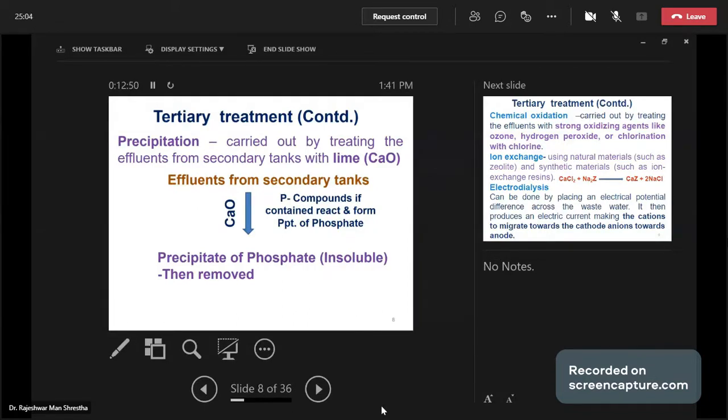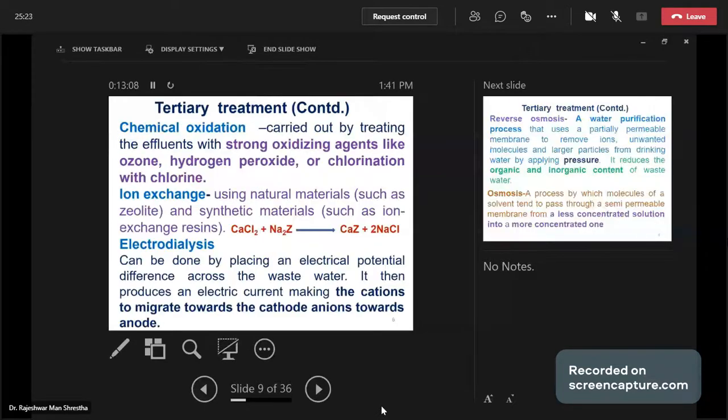In this way, if water contains compounds of phosphorus, then lime is used for precipitation. Lime can react with phosphorus compounds and convert them into precipitates of phosphate. And phosphate precipitates are insoluble and can be removed easily. Now, next is chemical oxidation, carried out by treating effluent with a strong oxidizing agent like ozone or hydrogen peroxide.